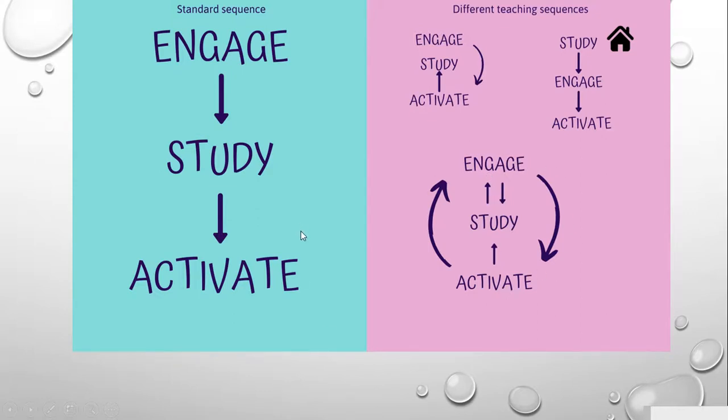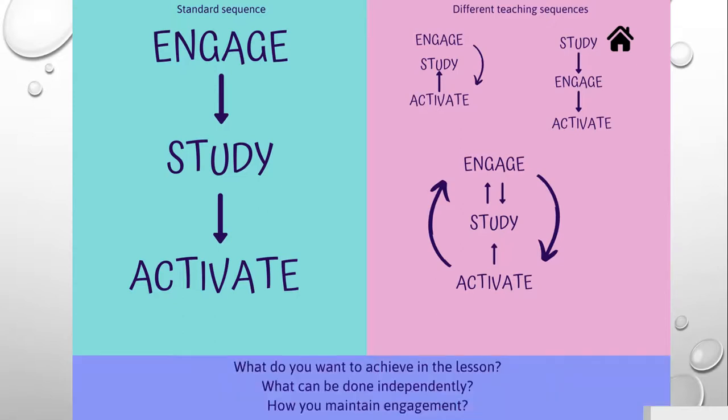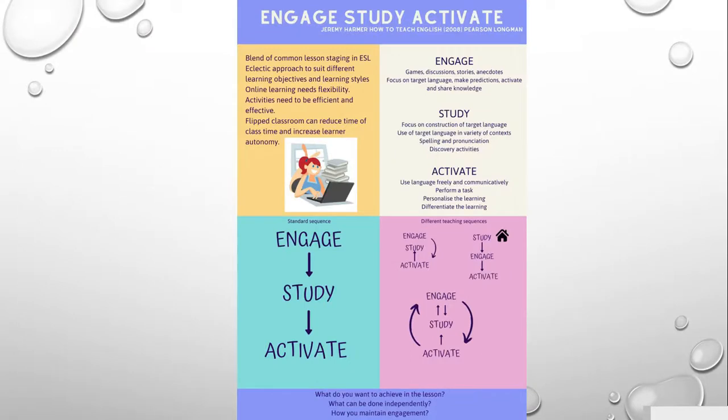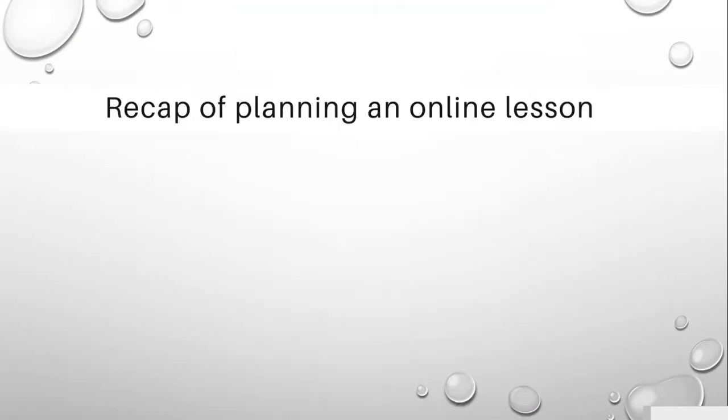So really think about your lesson plans. As I talked about in the last section, setting micro learning objectives is important in online learning, changing the activity, not just talking at them for 20 to 30 minutes. Think about how much they're paying attention and set the activities for them. What do you want to achieve? What can be done independently, and how can you maintain engagement in the class? Okay, this information again is on the website.